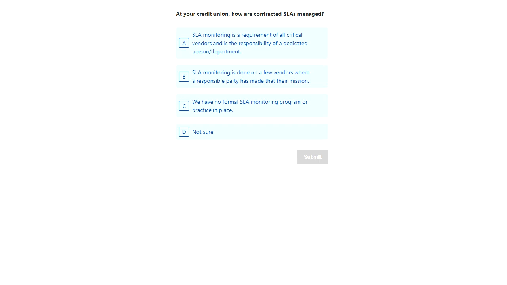Our second poll question of the day is, at your credit union, how are contracted service level agreements managed? SLA monitoring is a requirement for all critical vendors and is the responsibility of a dedicated person or department. SLA monitoring is done on a few vendors where a responsible party has made that their mission. We have no formal SLA monitoring program or practice in place, or not sure.